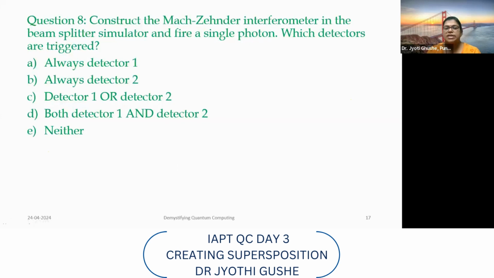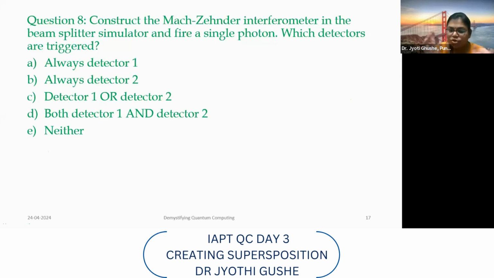Now, if we move ahead, let me ask you one more question. This session is more of questions, and then we will arrive at the conclusion. You yourself will be able to tell me the final conclusion or result, what all experiments or simulations we are playing and what we are exactly arriving at. Construct the Mach-Zehnder interferometer in the beam splitter simulator and fire a single photon. Which detectors are triggered?